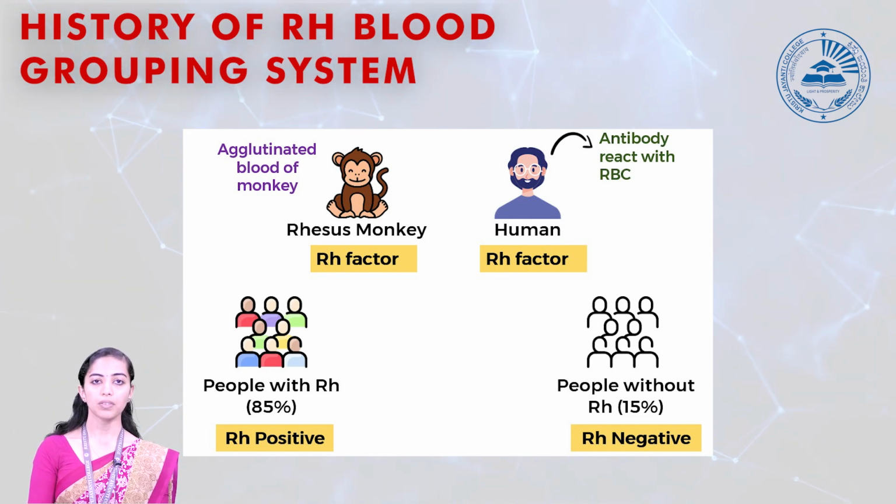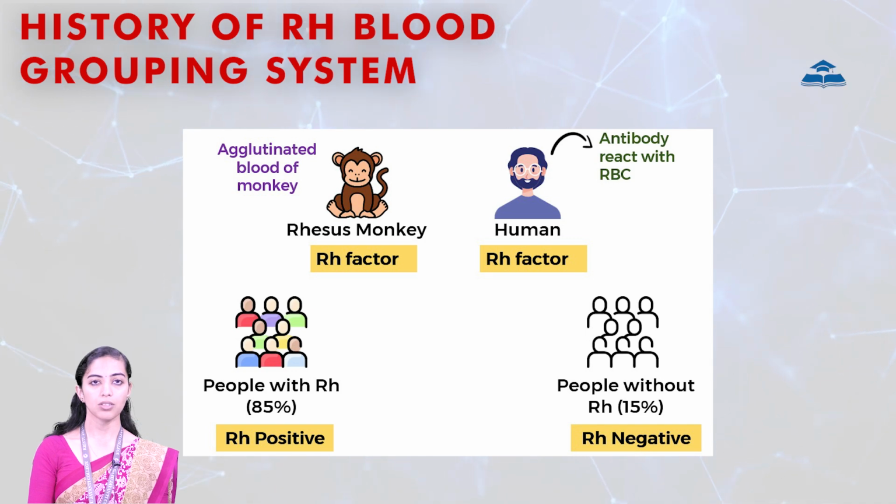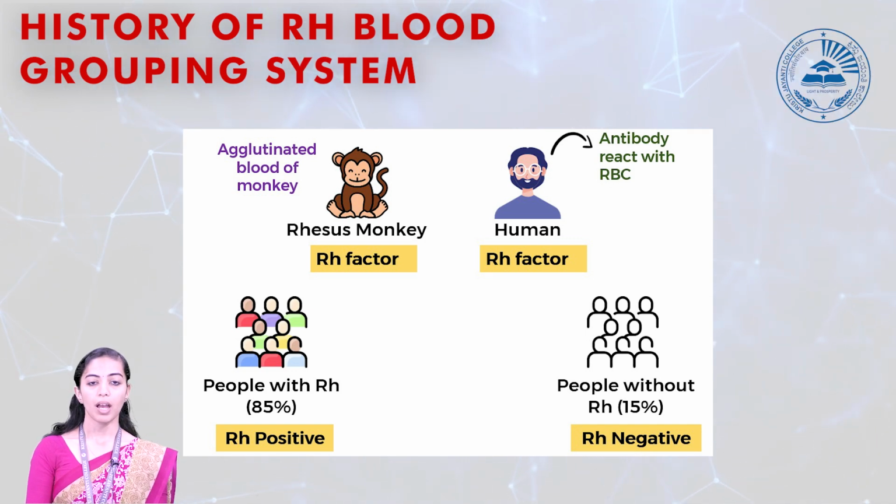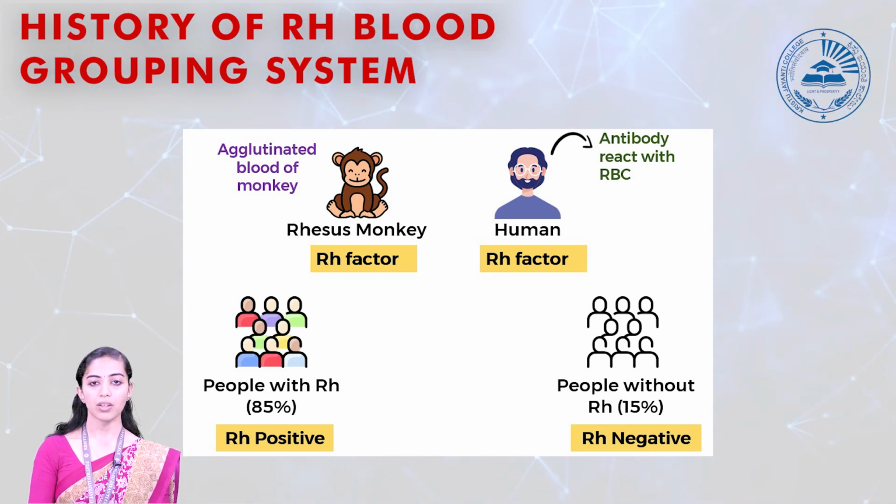Later they came to know that humans with the RH factor can be called RH positive, and out of the total population, 85% of the people are RH positive. Some humans lack this RH antigen and are called RH negative, and 15% of the total population is RH negative.